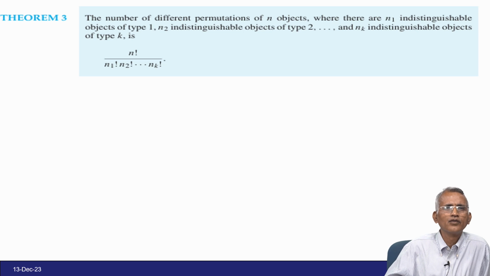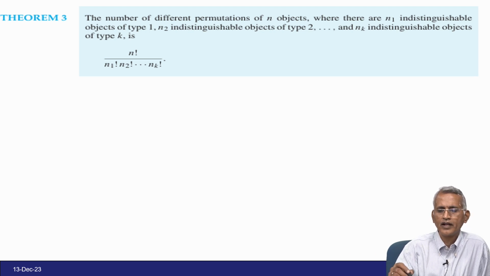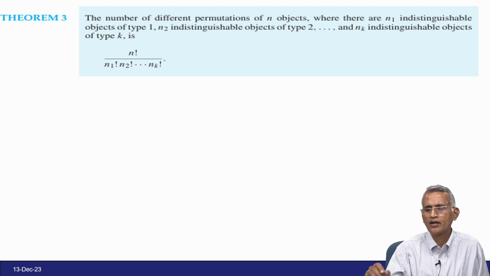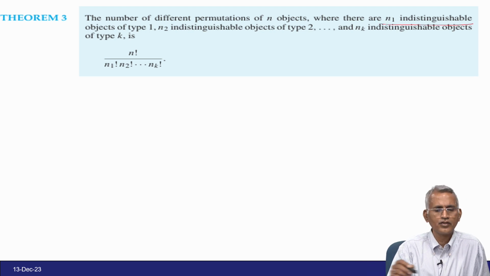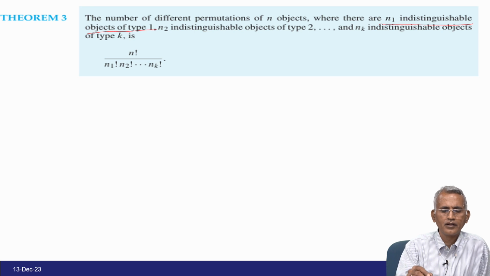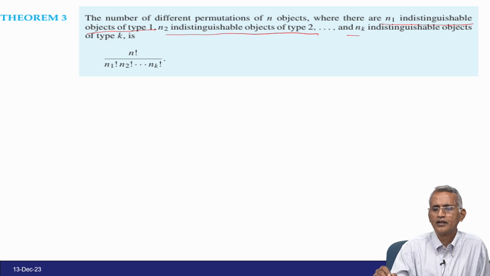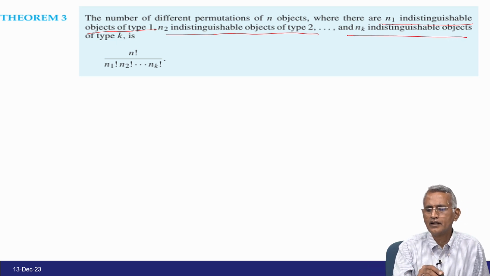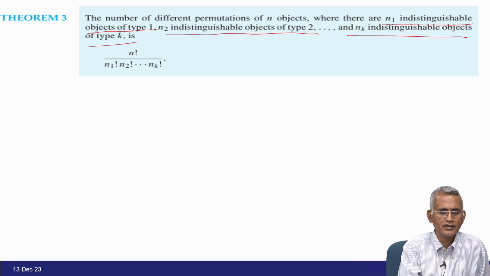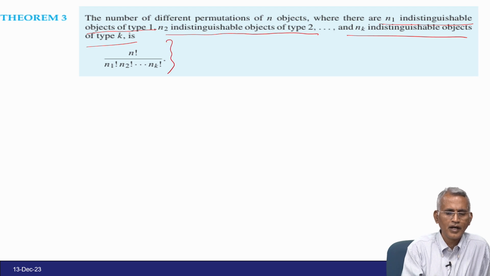Now, we have a theorem based on indistinguishable objects. The number of different permutations of n objects where there are n1 indistinguishable objects of type 1, n2 indistinguishable objects of type 2, and so on, nk indistinguishable objects of type k, is n factorial by n1 factorial into n2 factorial and so on nk factorial.